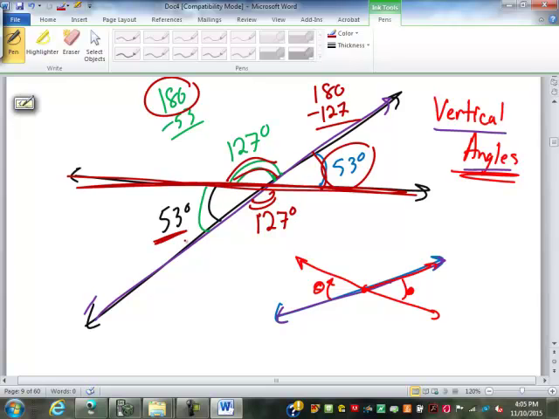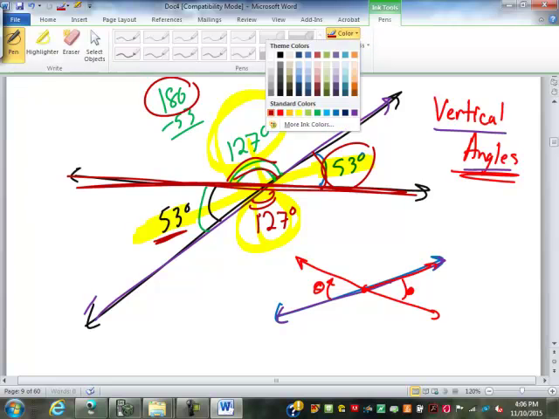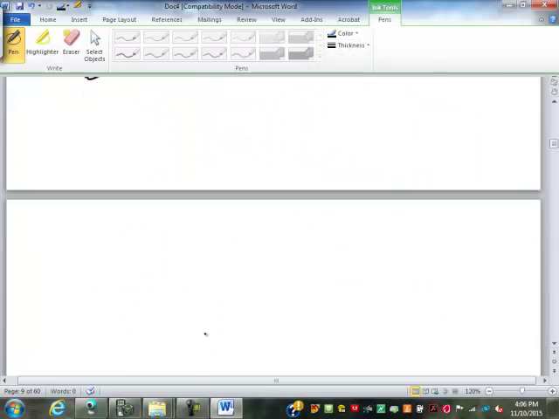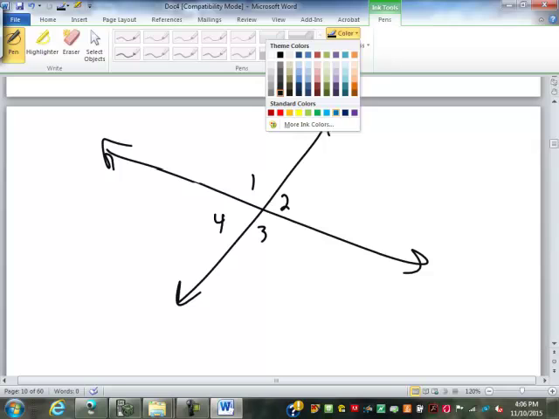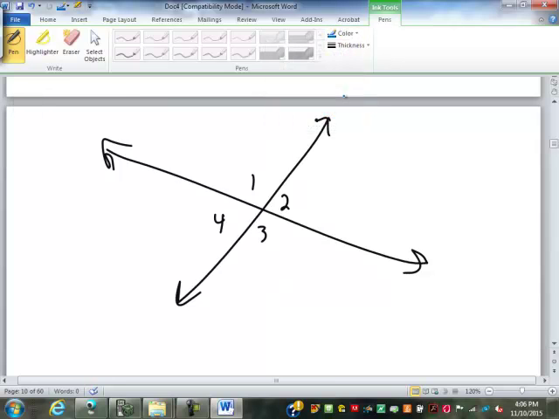180 minus 53. Well, you notice our vertical angles come in pairs. These two are vertical. They're the same. They're across from each other. But these two are also the same. They're also vertical angles. So whenever two lines intersect, four angles are formed. But they come in pairs. Once I know one of those angles, I know all four.